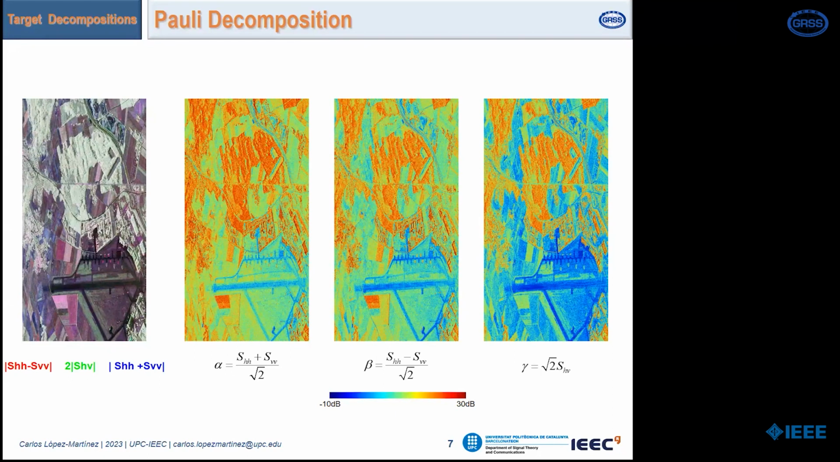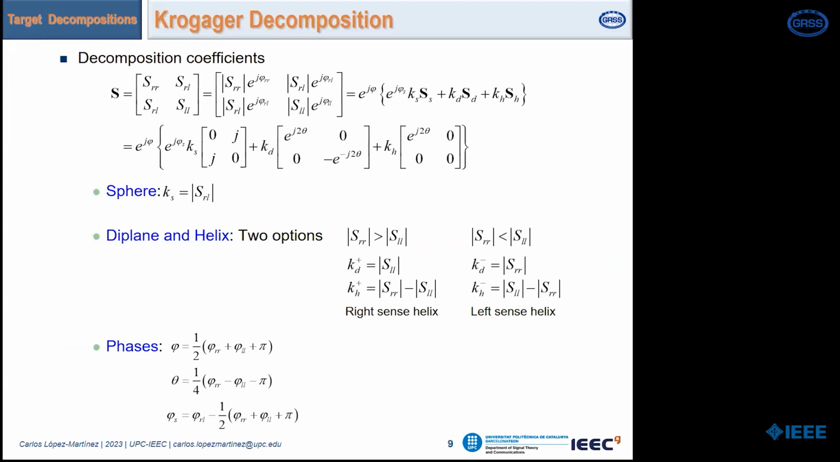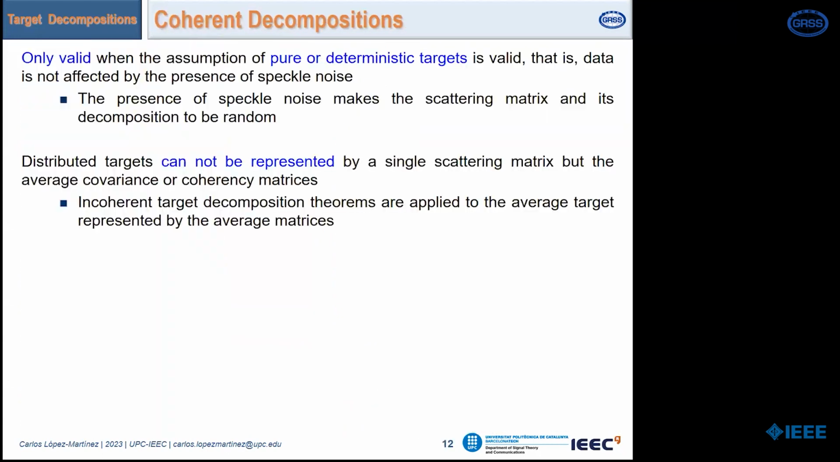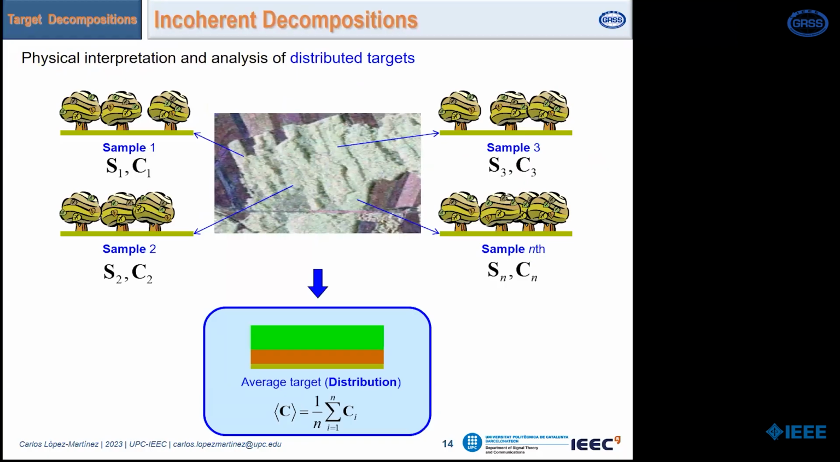So the idea of the target decomposition theorems is this idea in here: to decompose all of them. Just because we have only 5 minutes left, here is the Co-located decomposition, which basically does the same. But let's go to the second case, which is the incoherent decomposition. The idea is exactly the same.